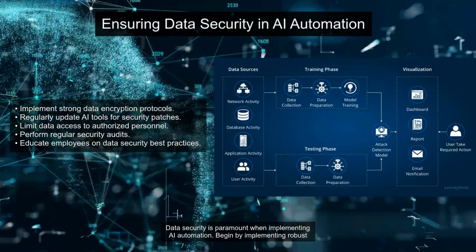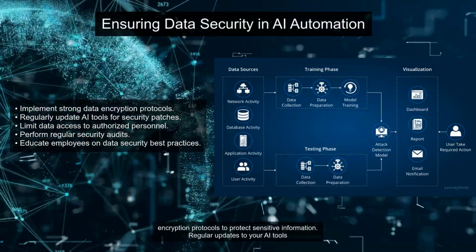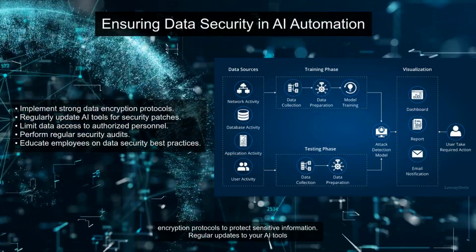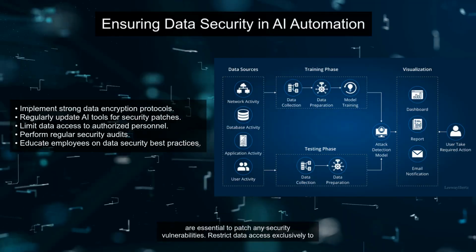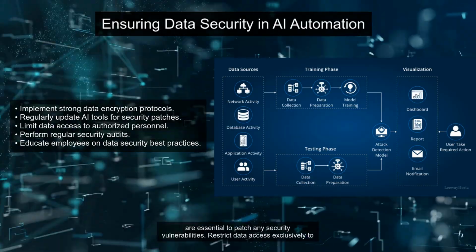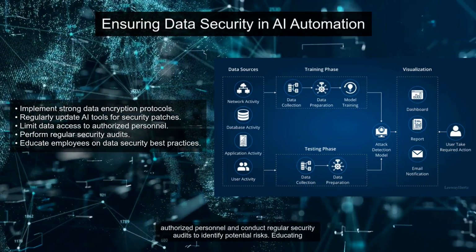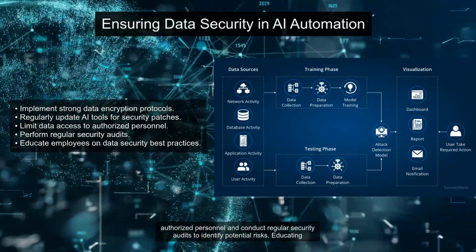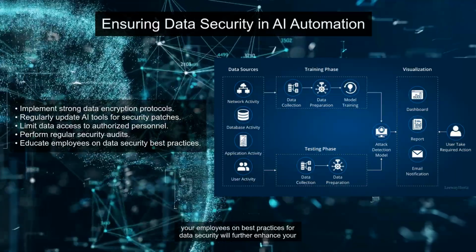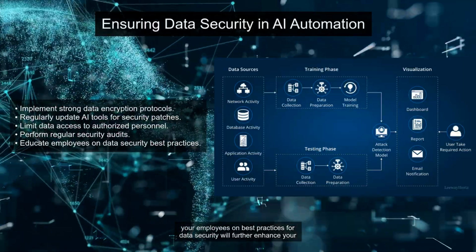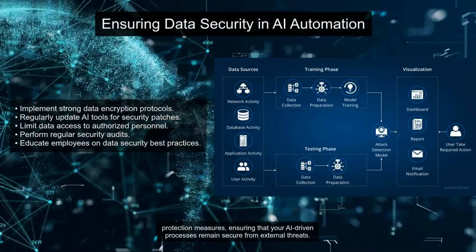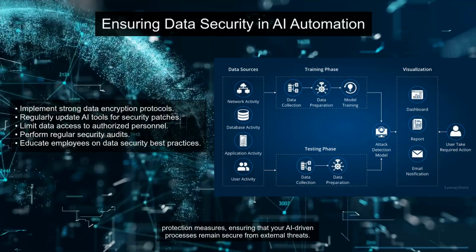Data security is paramount when implementing AI automation. Begin by implementing robust encryption protocols to protect sensitive information. Regular updates to your AI tools are essential to patch any security vulnerabilities. Restrict data access exclusively to authorized personnel and conduct regular security audits to identify potential risks. Educating your employees on best practices for data security will further enhance your protection measures, ensuring that your AI-driven processes remain secure from external threats.